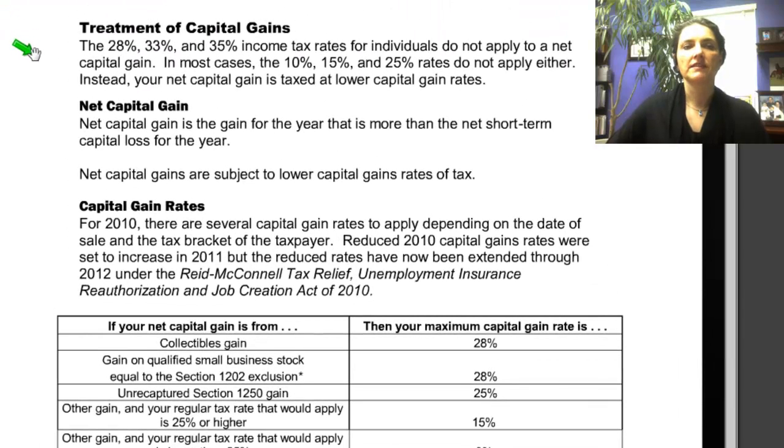Treatment of capital gains. The 28%, 33%, and 35% income tax rates for individuals do not apply to a net capital gain. In most cases, the 10%, 15%, and 25% rates do not apply either. Instead, your net capital gains is taxed at the lower capital gain rates. Net capital gain is the gain for the year that is more than the net short-term capital loss for the year. Net capital gains are subject to lower capital gains rates of tax.